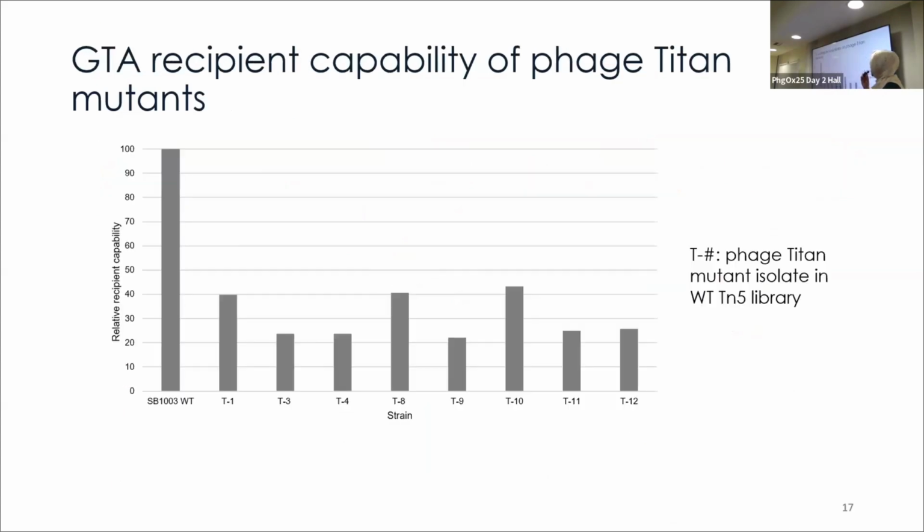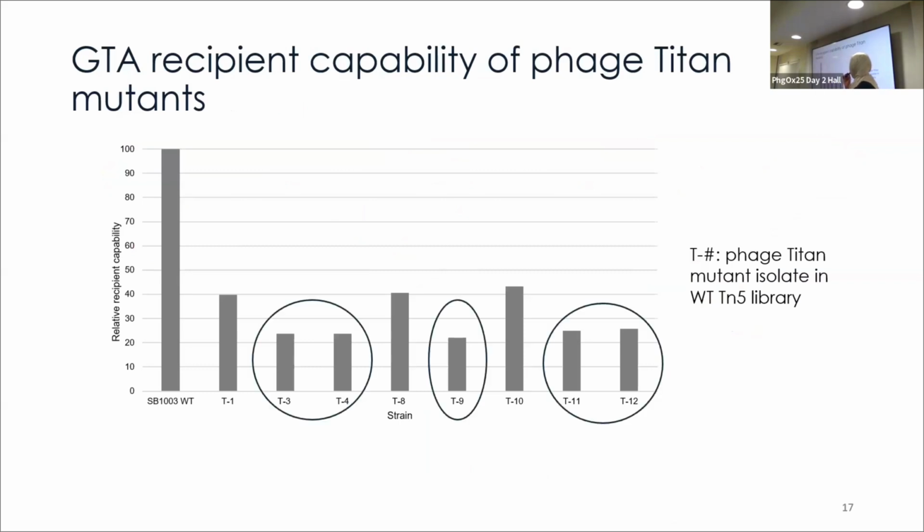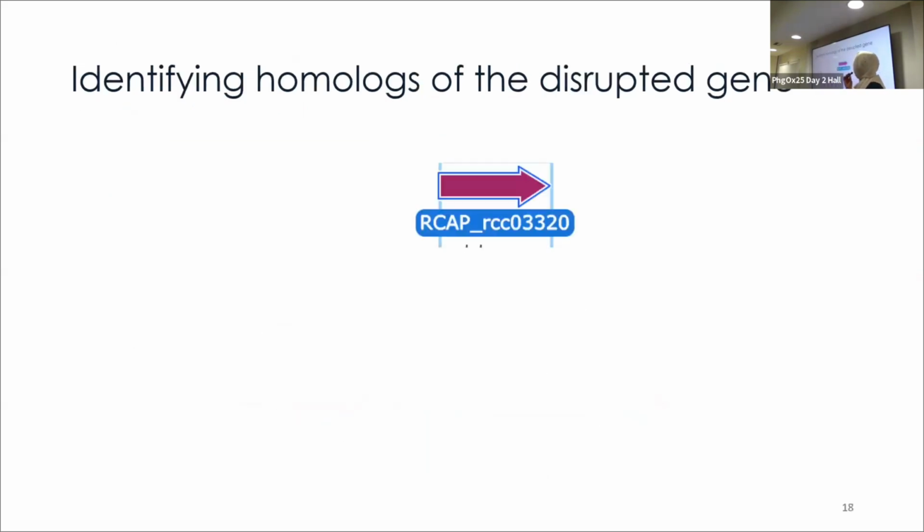So we did all of the wet lab work with a Rhodobacter capsulatus strain called Titan. And these are some of the isolates we screened for their relative recipient capabilities. And we decided that we wanted to sequence these 5 isolates. And we did that, and we found this gene, 3320, from all 5 isolates that we tested.